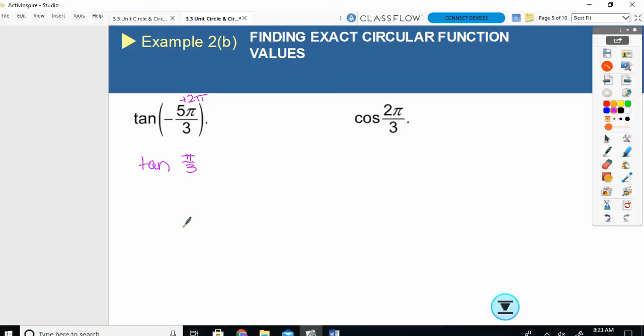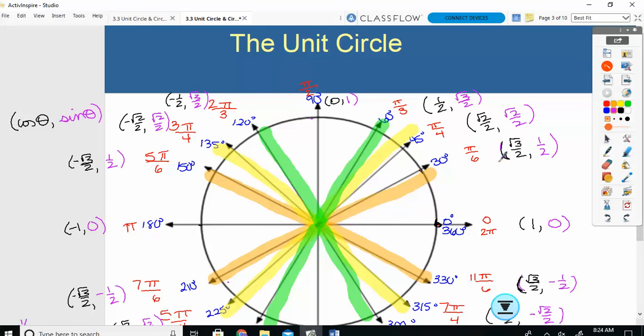Pi over 3 is like what angle? 60. So if you wanted to do your hand trick, tangent of 60, square root of the top over square root of the bottom, radical 3 over radical 1 is radical 3. I'll just add in 2 pi, make that just 1 pi. So 2 is like 6 over 3. So negative 5 plus 6 is a 1 over 3, and then you stick the pi back on.